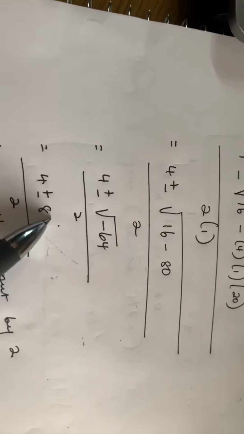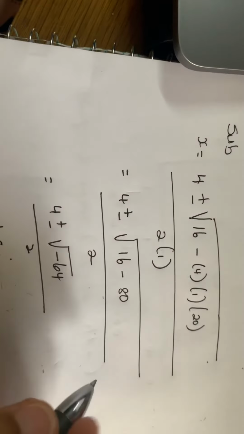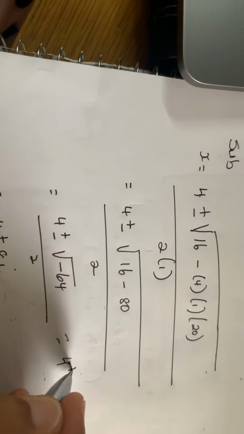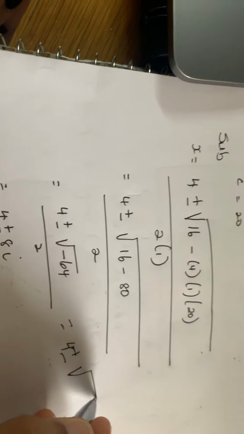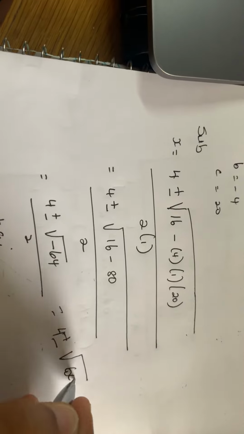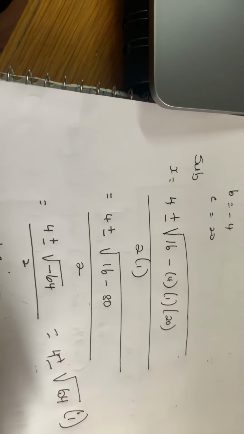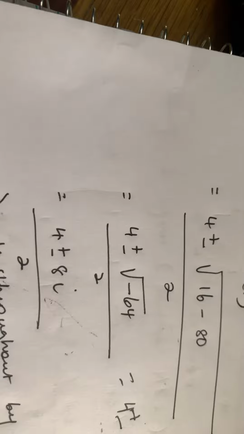All right. So we get 4 plus or minus 8i over 2. Let me just break this down a little further in case you don't understand. So it's 4 plus or minus, I'm writing terribly because I'm watching through this, the square root of 64 by i, which is equal to the square root of negative 1. All right. So that's 4 plus or minus 8i over 2.